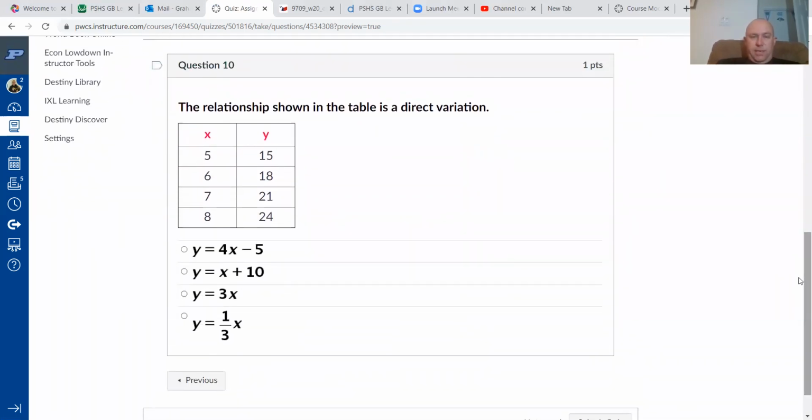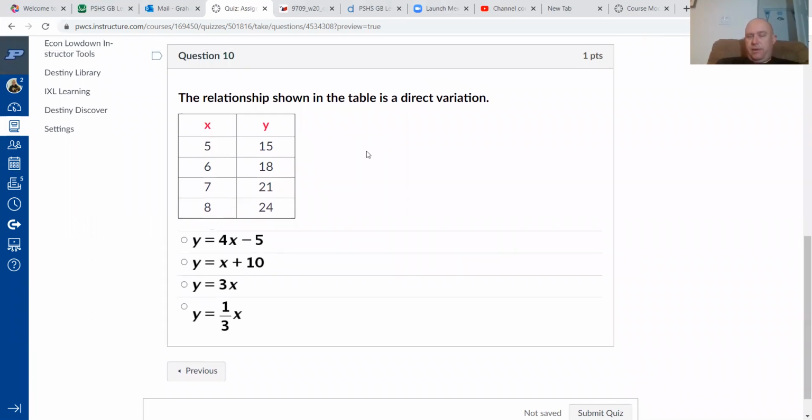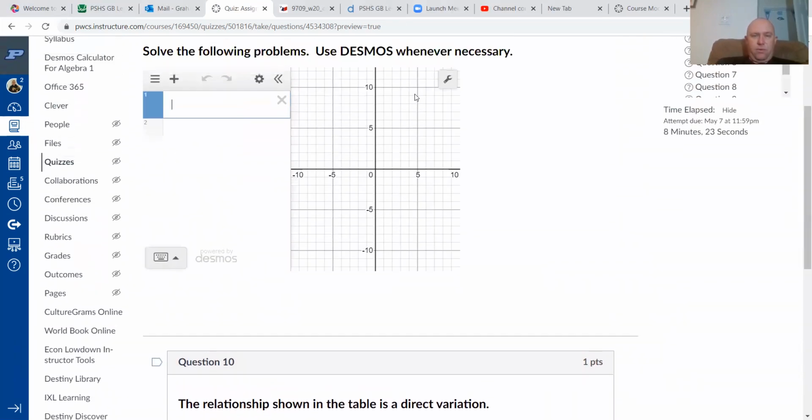Relationship shown in the table below. Find out which one it is. So I'm going to do this slightly differently. What I would probably do with direct variation is try and find out what I'm multiplying by. And that should actually tell me the answer straight away. I could actually get rid of 2 answers straight away because I know for direct variation, it goes through 0, 0. This one I know goes through -5, so I know it's not that one. And I know this one goes through +10 as well, so I know it's not that one.